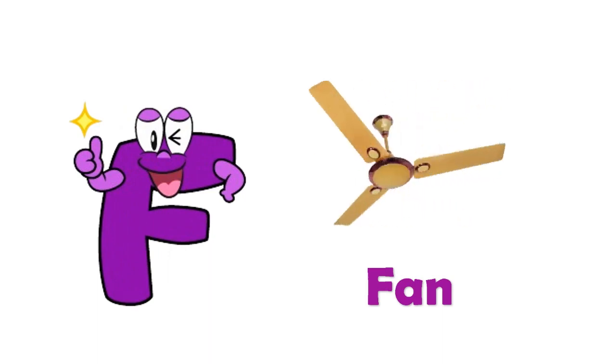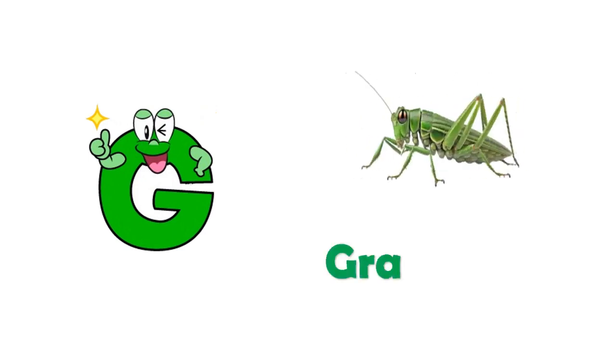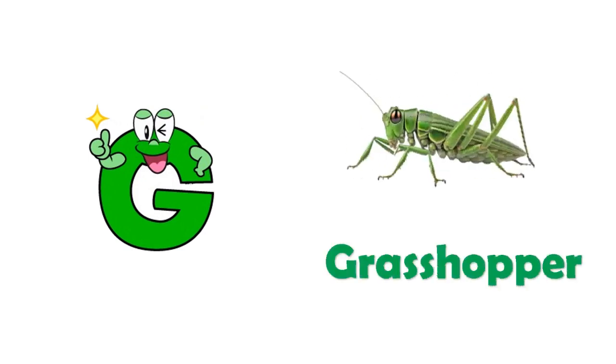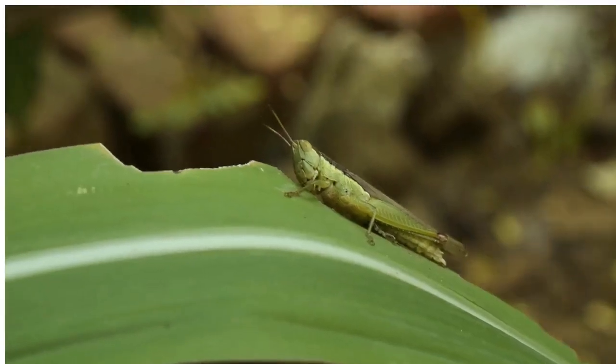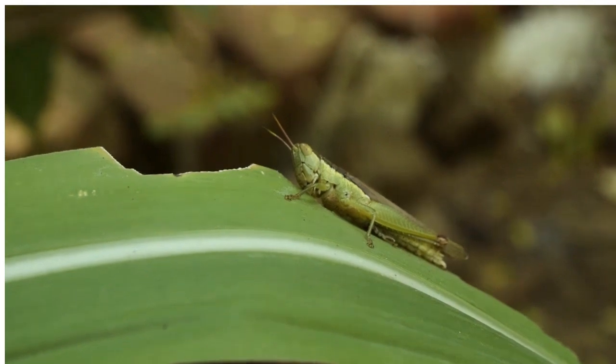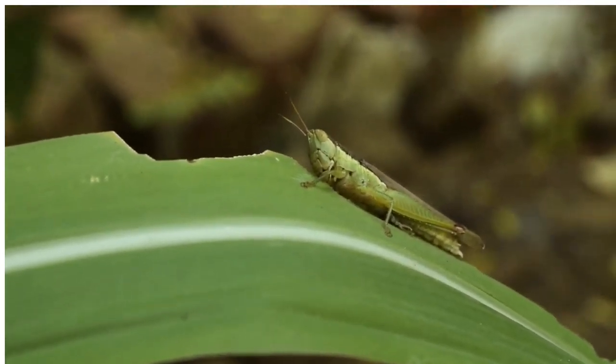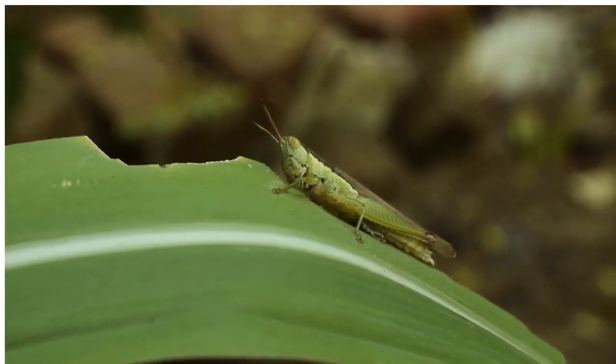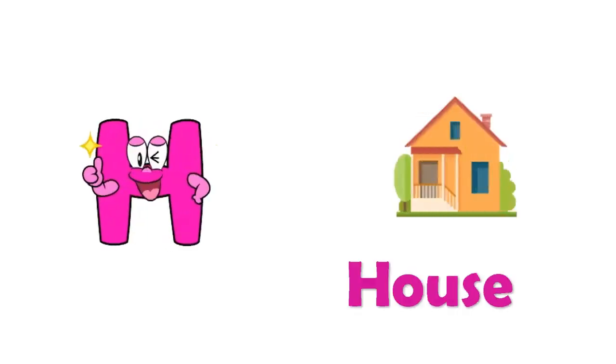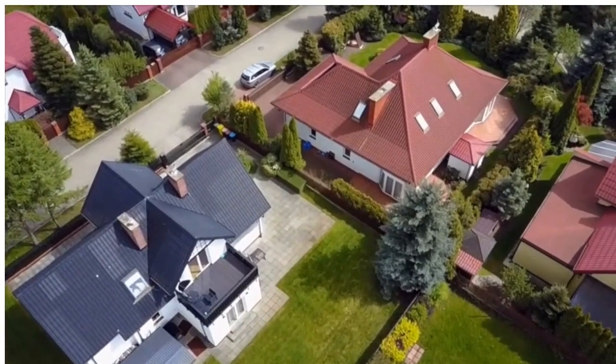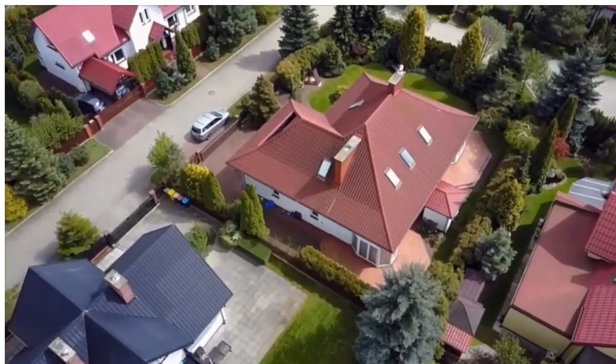F. F for fan. Fan. G. G for grasshopper. Grasshopper. H. H for house. House.